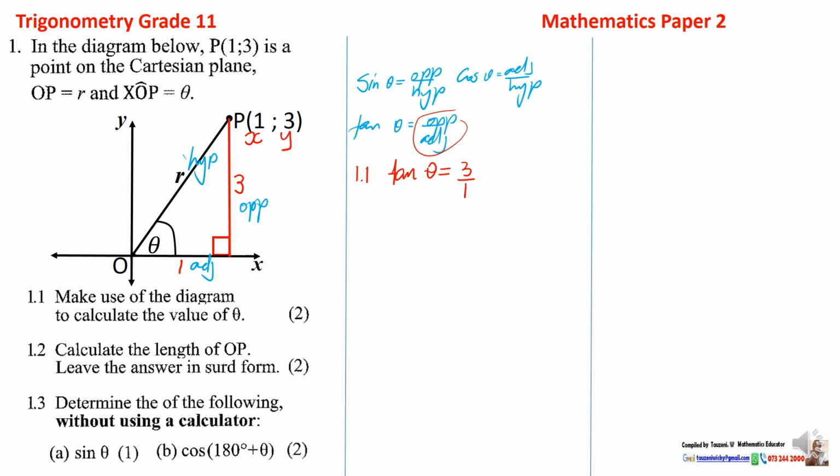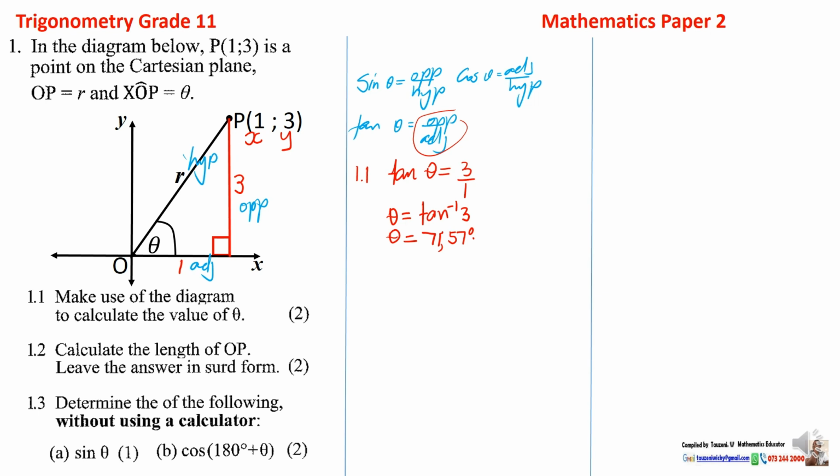So the tan of theta is equal to 3/1, which means we can now determine the value of theta using a calculator. You definitely need a calculator to be able to work this one out. So tan theta is given, therefore we can find the value of theta using a calculator. Theta is equal to 71.57. This is coming from the calculator. That is my answer for number 1.1.